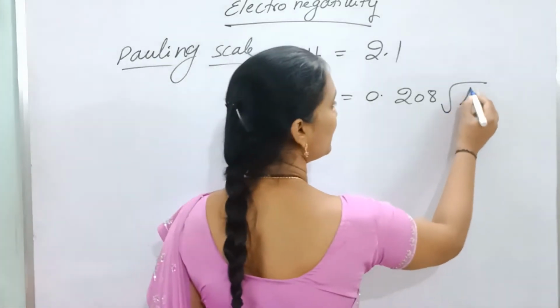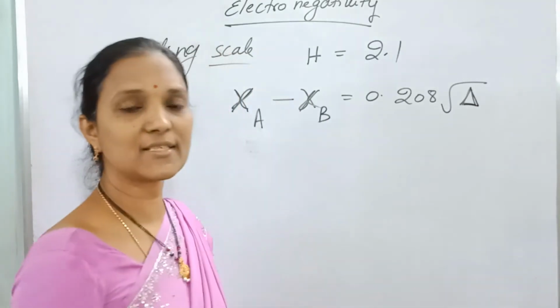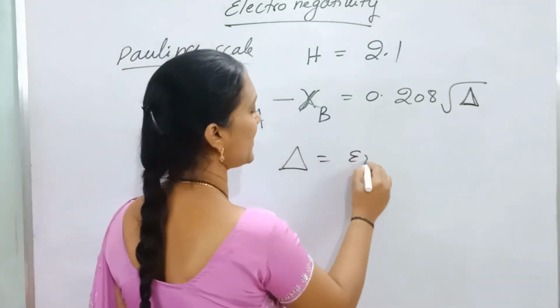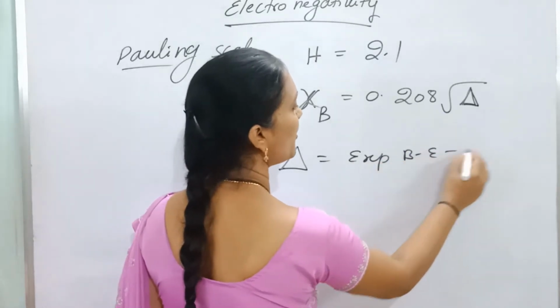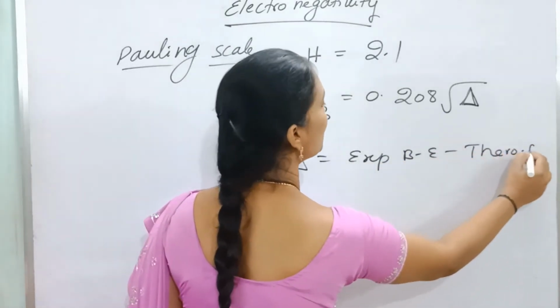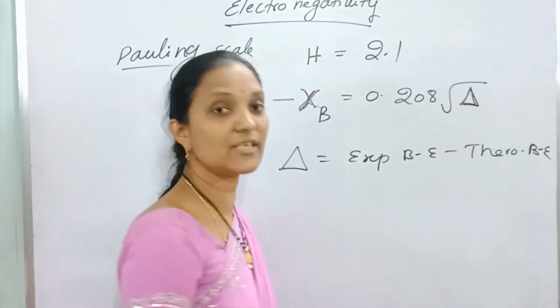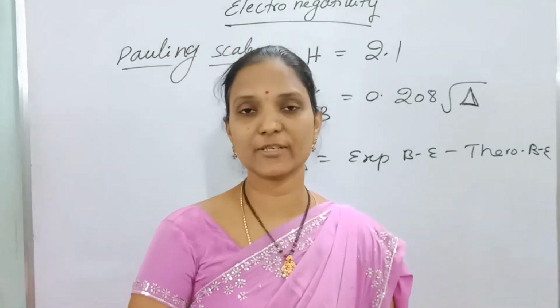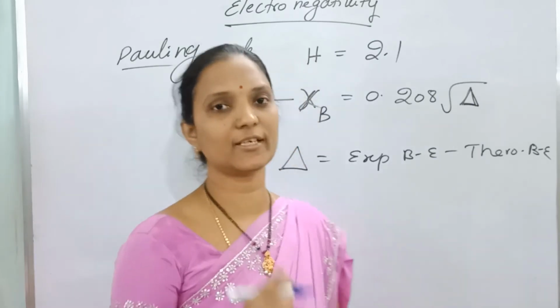What is this delta? Delta is the bond energy difference: experimental bond energy minus theoretical bond energy. The difference between the experimental bond energy and the theoretical bond energy is the delta.